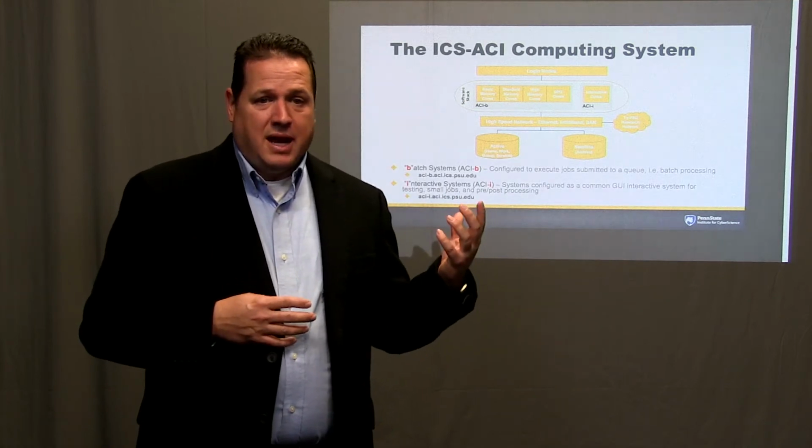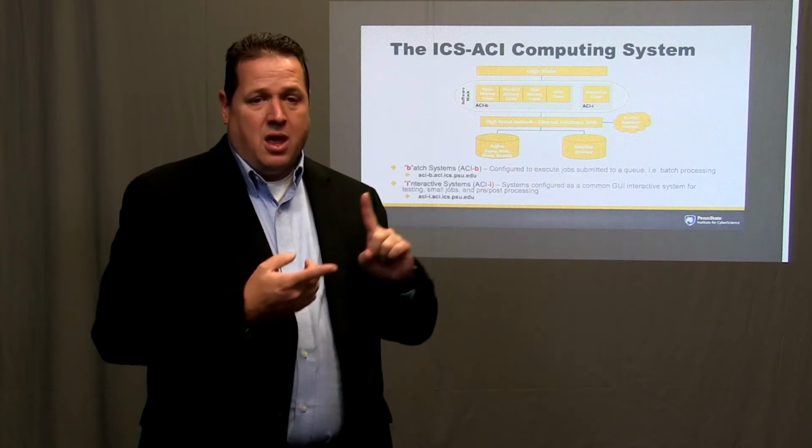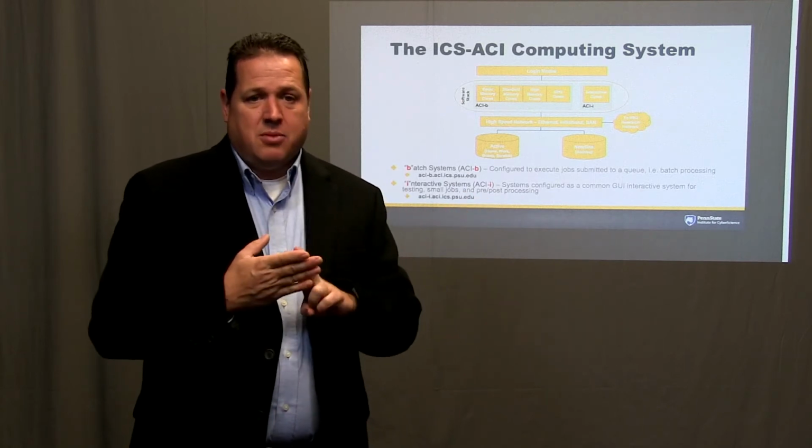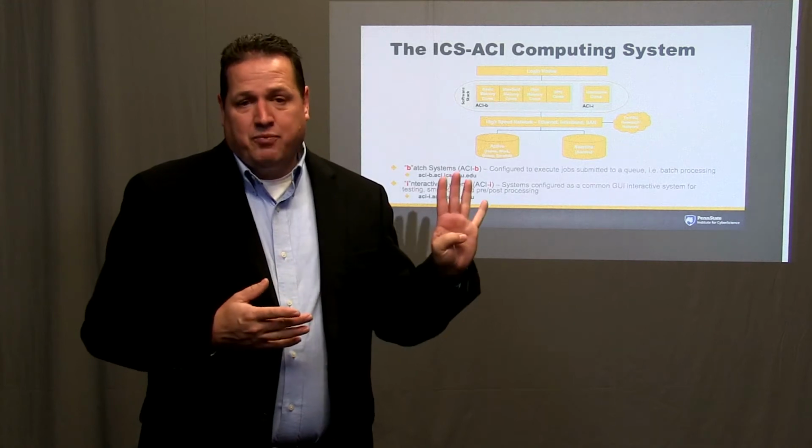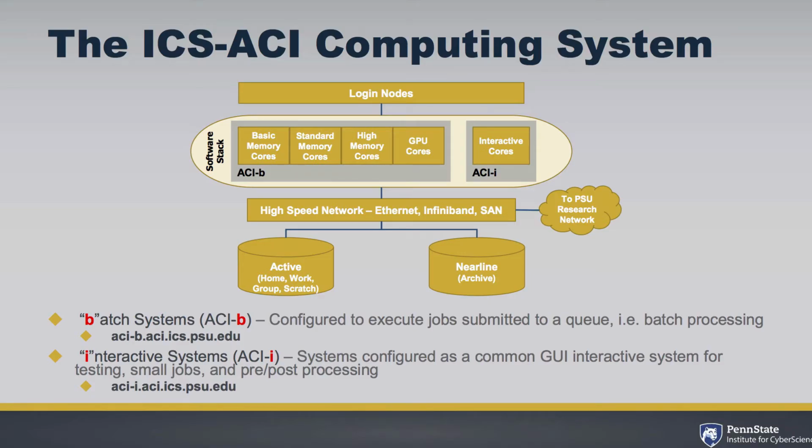The batch system contains a number of different types of cores. We have basic memory cores, standard memory cores, high memory cores. GPUs we don't have quite available today as of this taping. Okay, this is on November 1st, so we don't have that available as of today. We expect the GPU cores to be available in the spring of '18 sometime. So you see there, ACI-b stands for our batch system, Advanced Cyber Infrastructure Batch. ACI-I stands for our interactive system, okay?